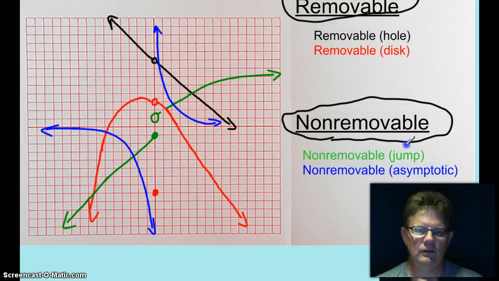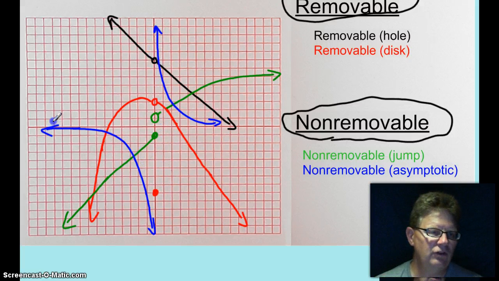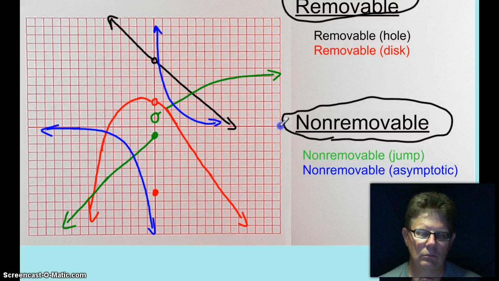There is a jump discontinuity, non-removable. That's where the function's going along and it's like, there's a hiccup, and then it jumps, and then it continues. Yeah, there it's continuous. But right here at this jump, it's not. And then there's a non-removable that's asymptotic. That's where there is an asymptote, or two, horizontal and vertical, or maybe two verticals, whatever. That would also be a non-removable discontinuity. Those are the 4 discontinuities that are possible. So let's go ahead and move along.